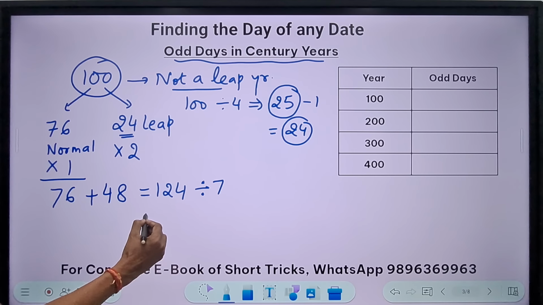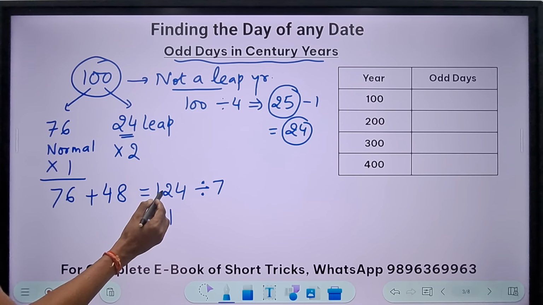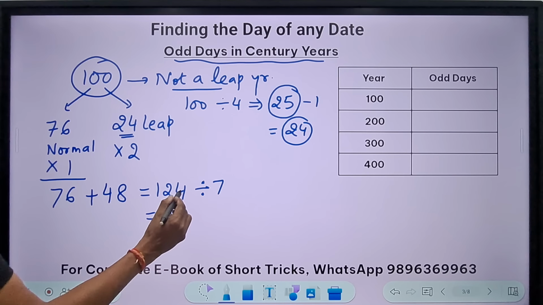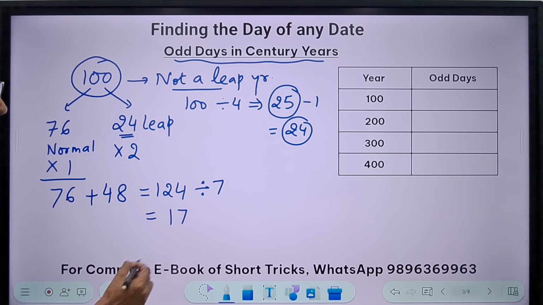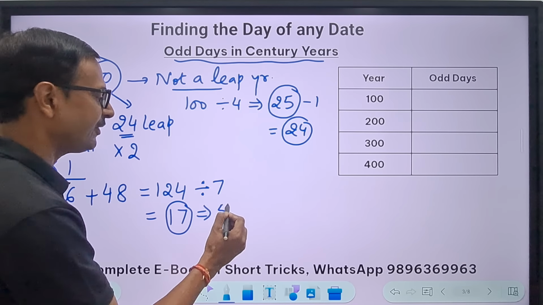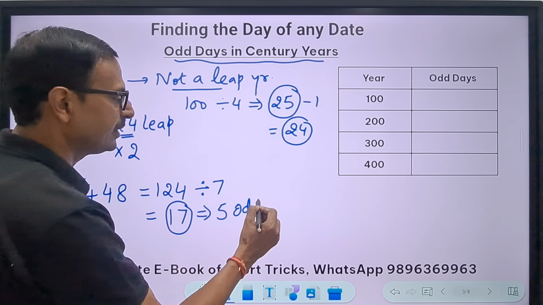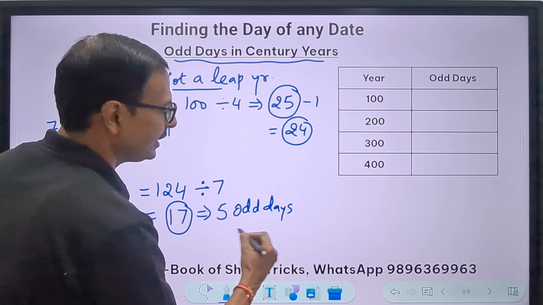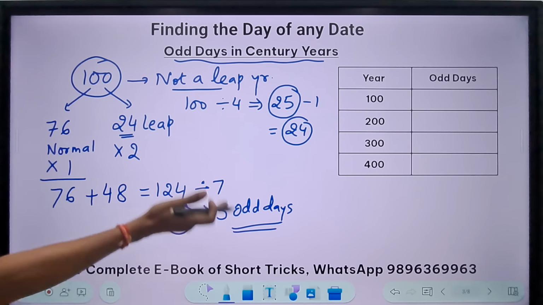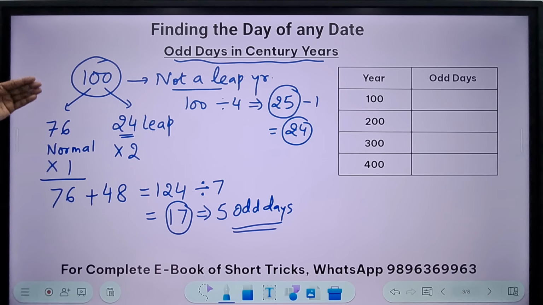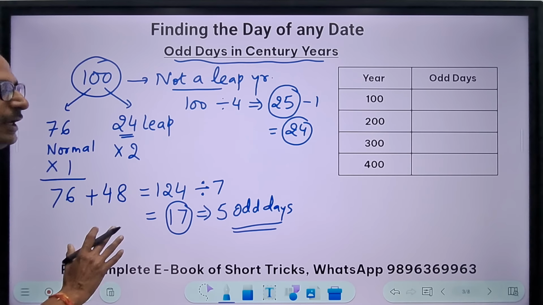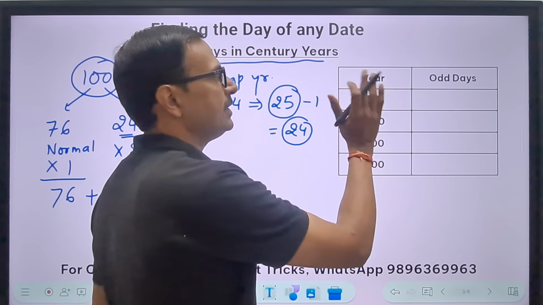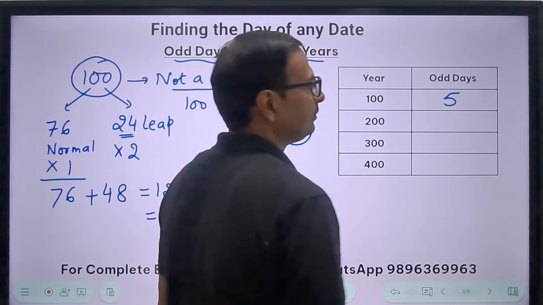So 124 means 7 ones are 7. So 54, 7 sevens are 49. So this is the quotient, and so we have 5 as the remainder. That means 5 odd days are there in a complete century. That means 100 years has 5 odd days. Now this is an important result, how to find how many odd days are there in 100 years. These are 5 odd days.